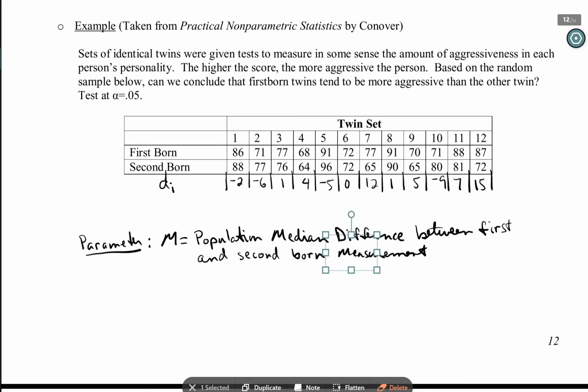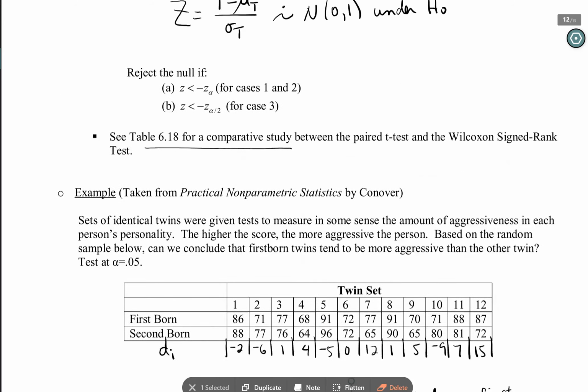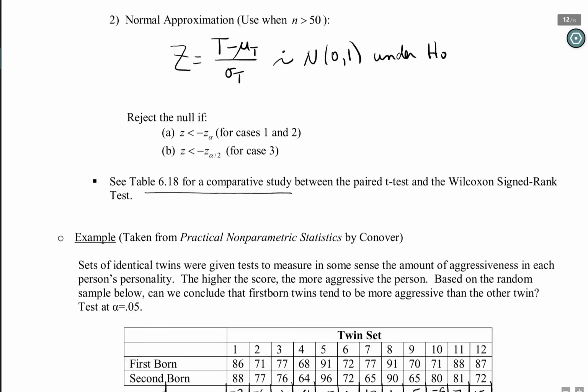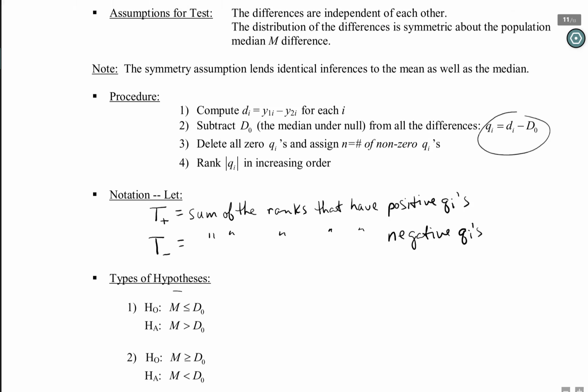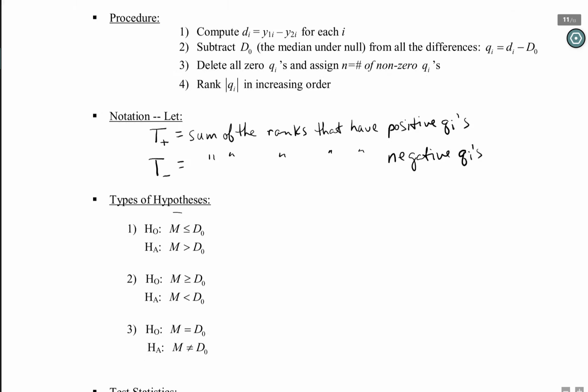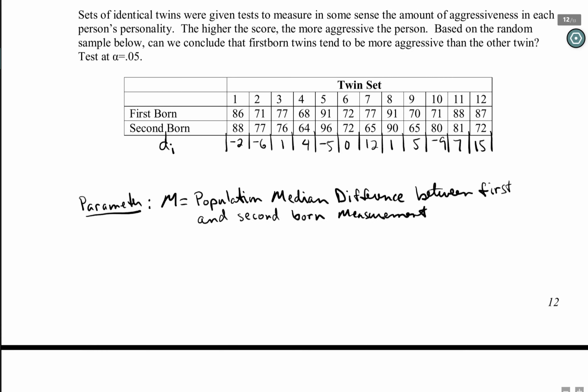And what I'm going to do is compute a Q for each of those. Now you recall Q is the difference minus the difference under the null. Okay, so let's set up the hypotheses here so we know what that would look like.